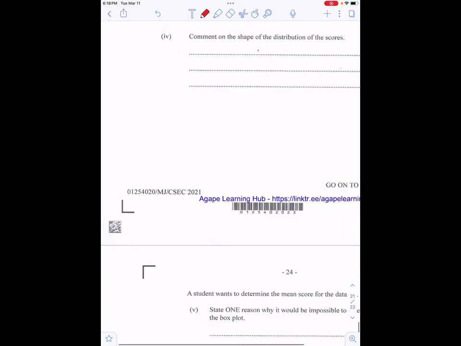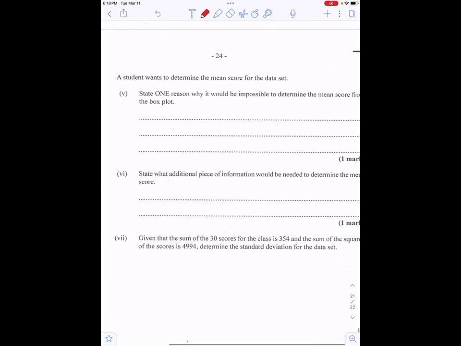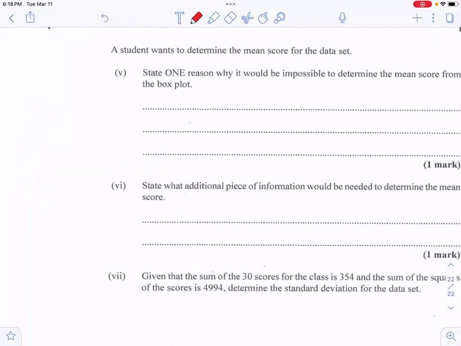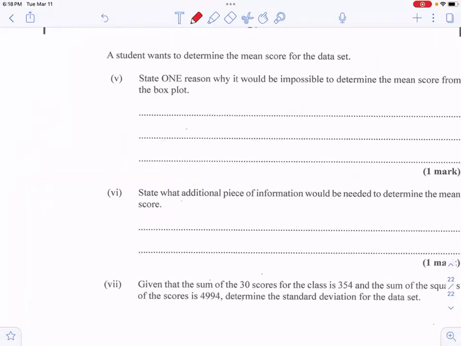Yes, sir. So I have some questions for you to think about. All right, so a student wants to determine the mean score for the data set. State one reason why it would be impossible to determine the mean, and state what additional information will be needed to determine the mean. Go ahead and work out 5 and 6. Do this one for me and this one.